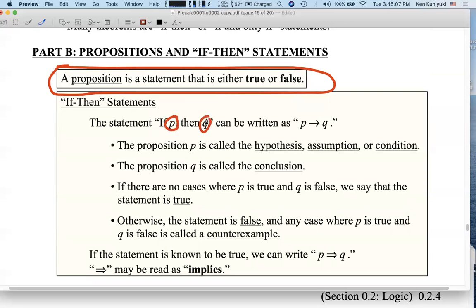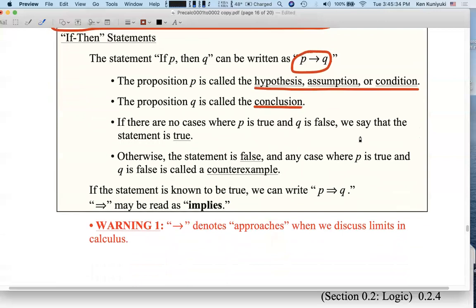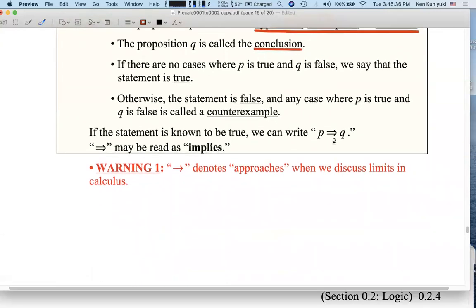If P then Q can be written like so, with an arrow here. P here is called the hypothesis, assumption, or condition. Q is a conclusion. Now, this statement, if P then Q, could itself be true or false, as we'll see. If we know it to be true, we sometimes use a double bar arrow, and we might say that P implies Q.